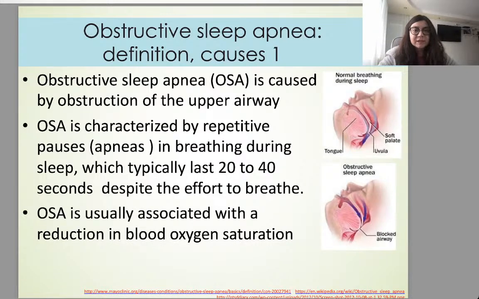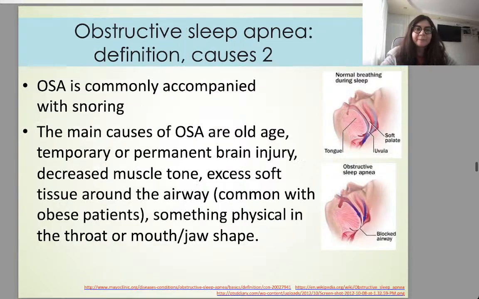Next syndrome for today, it is obstructive sleep apnea. Let's give a definition. Obstructive sleep apnea is caused by obstruction of upper airway. It's characterized by repetitive pauses, or we name it apneas, in breathing during sleep, which typically last 20 to 40 seconds despite the effort to breathe. Obstructive sleep apnea is usually associated with a reduction in blood oxygen saturation. OSA is commonly accompanied with snoring.